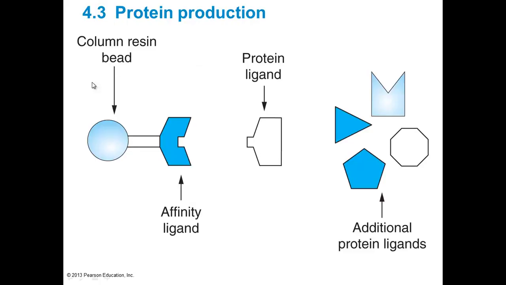Okay, here's a column resin bead, and it's got an affinity ligand that has a specific shape. Your protein product will bind this specifically. Okay, and then you have other proteins, contaminated proteins that you may have gotten out of the cell lysate. You're not interested in those. They'll elute out first because they're not going to bind the ligand, and your protein then will elute out second.